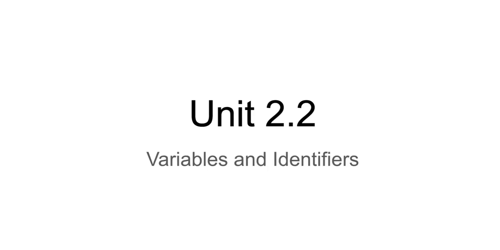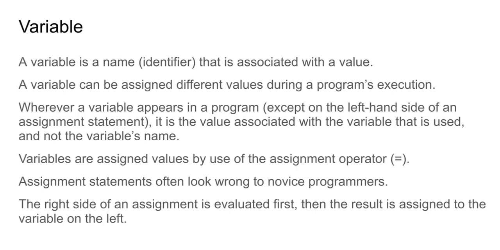This video is on Unit 2.2, Variables and Identifiers. A variable is a name, an identifier, that is associated with a value. A variable could be assigned different values during a program's execution. That's why we call it variable, because it does change as the program runs.